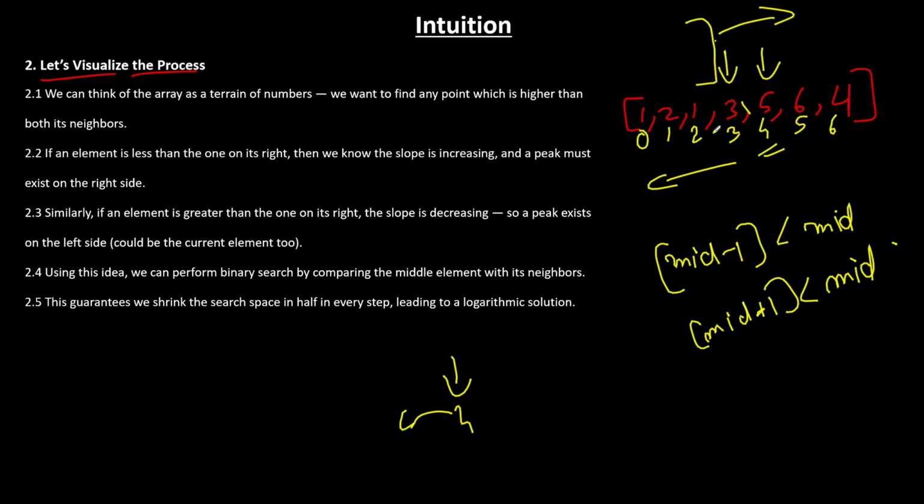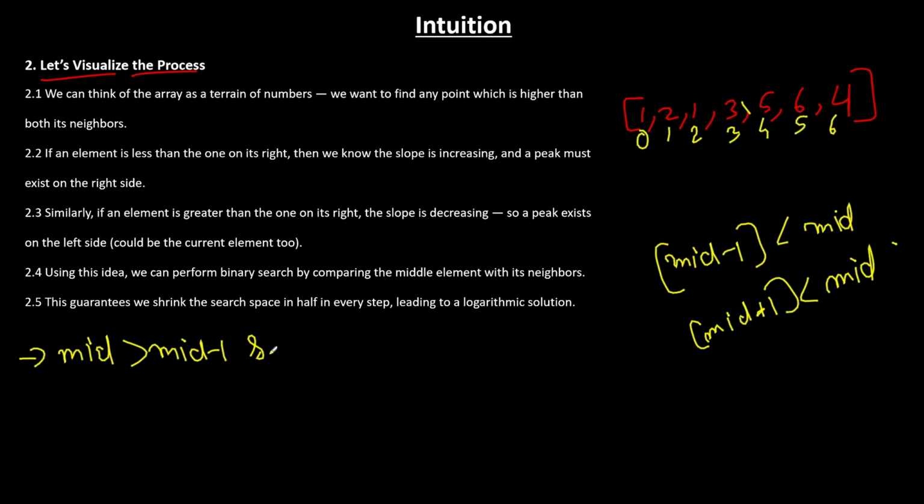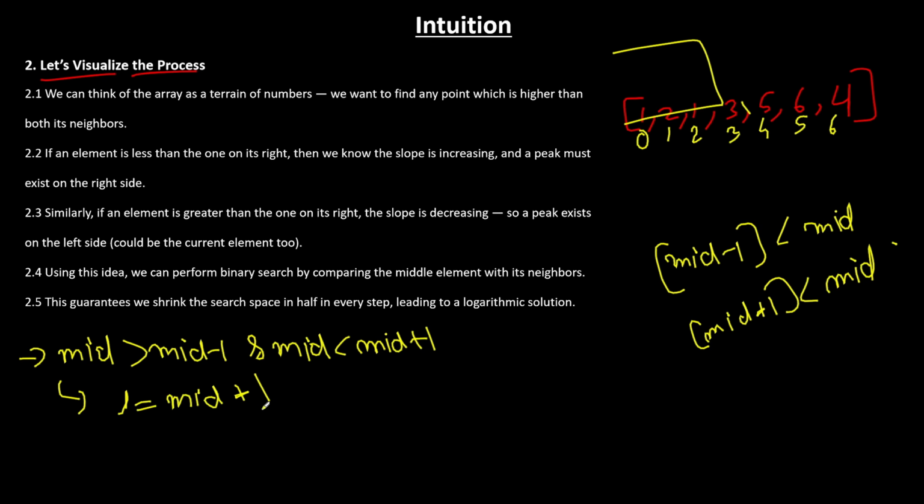So that is why in that kind of scenario, our condition will be, I will write it here. The first condition will be, I will write the index here: if mid is greater than mid minus 1 and mid is less than mid plus 1, in that case we throw away this search space, right? Which means that L equals mid plus 1, correct?